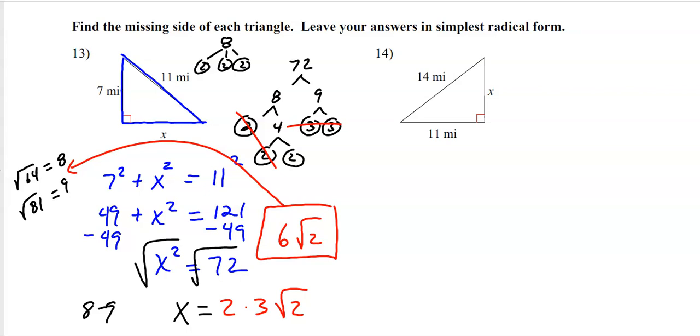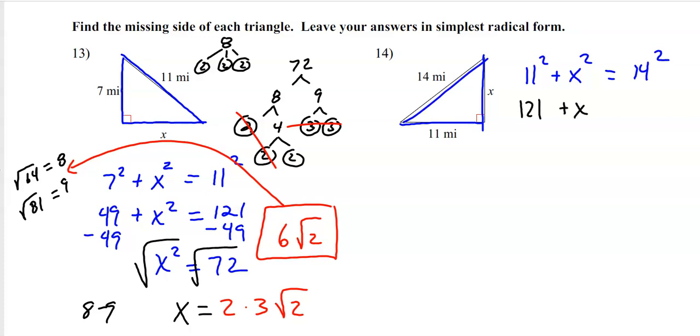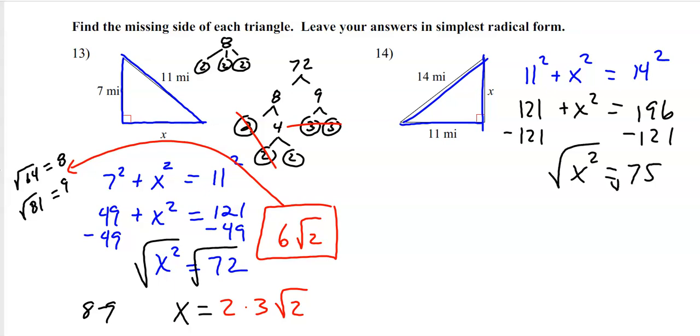All right, next one, I got leg, hypotenuse. Let's crank this out. That's 121. 14, I think that's 196. Subtract 121 from both sides. And I get x squared equals, what's that, 75? Square root, square root. Let's break 75 down.